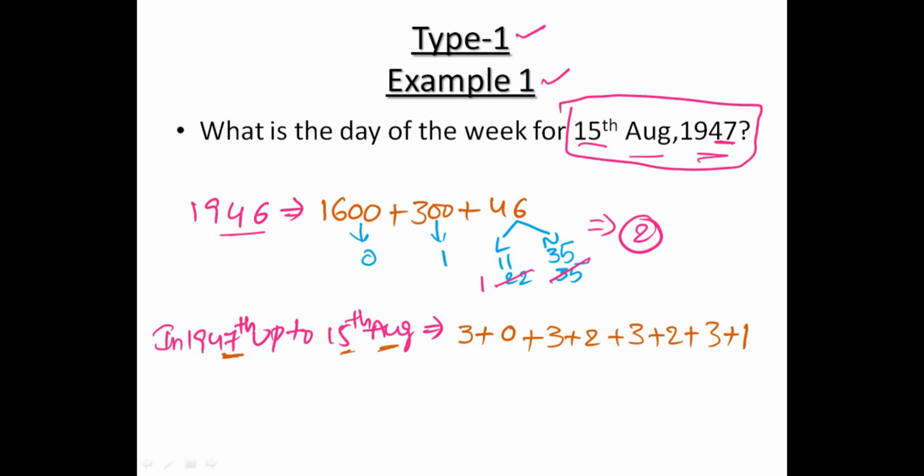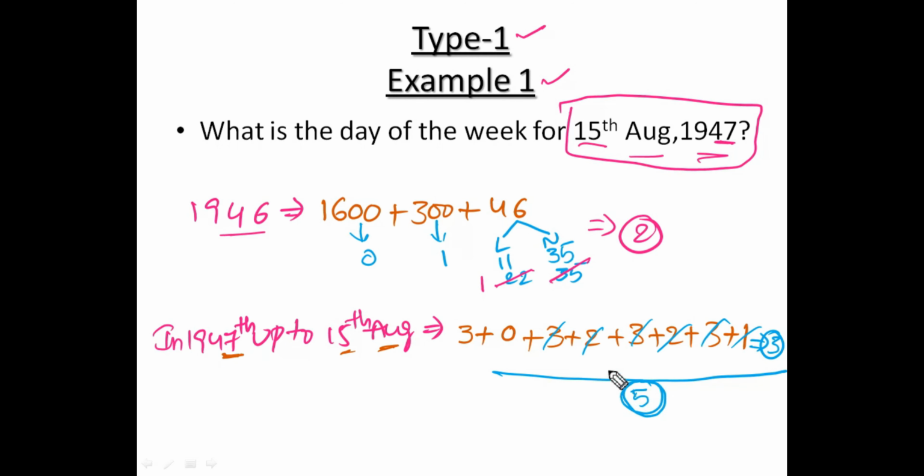Now again cancel 7 multiples. 2 plus 3 plus 2 is 7. 3 plus 1 is also 7. And the remainder is 3. And finally, how many odd days are there overall? 2 plus 3, there are 5 odd days. Based on these 5 odd days, we have to tell the answer.